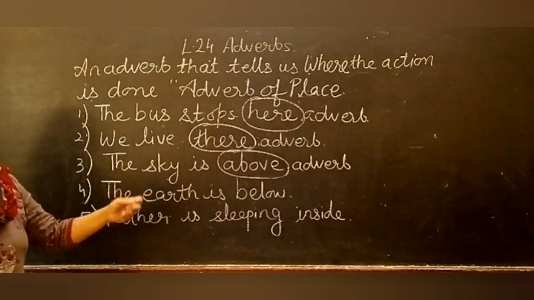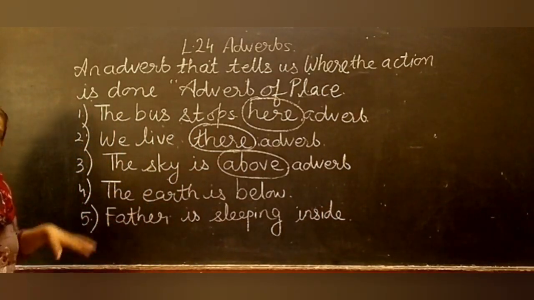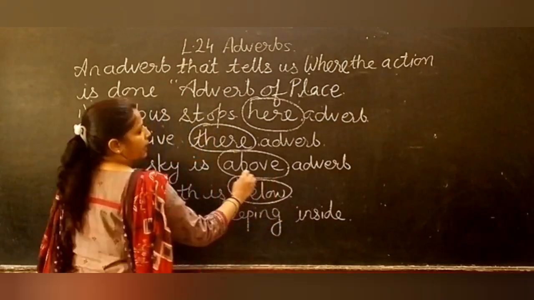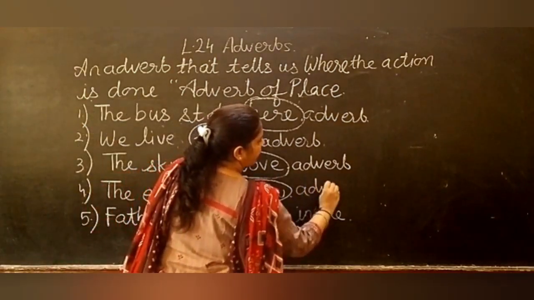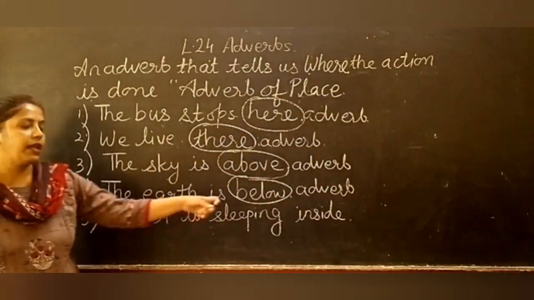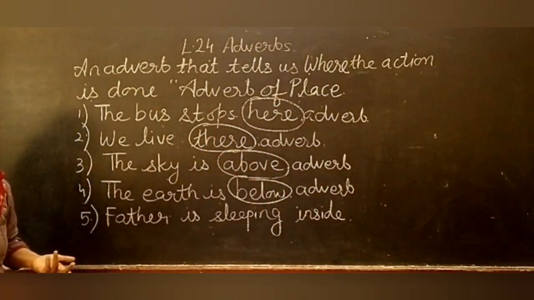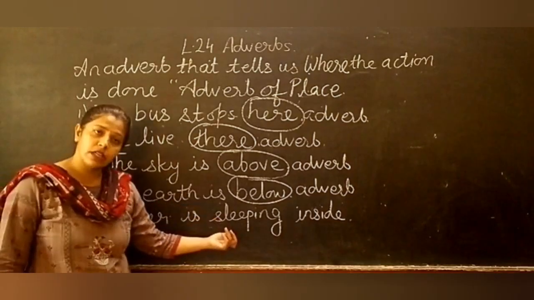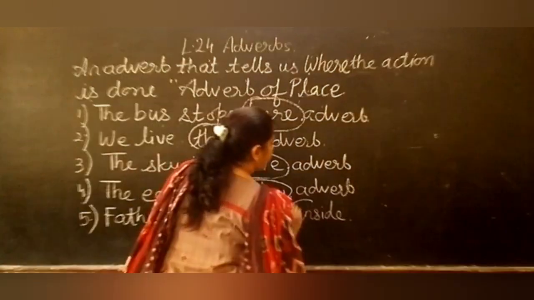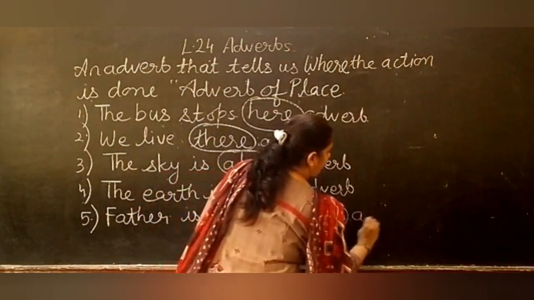The earth is below. Where is the earth? The earth is below. So below is showing us the place. Adverb of place. Father is sleeping inside. Where is father sleeping? Where is the action of sleeping happening? It is happening inside. So inside is again our adverb of place.